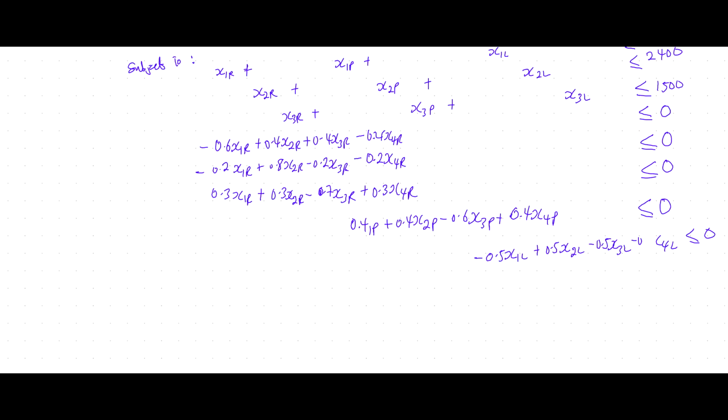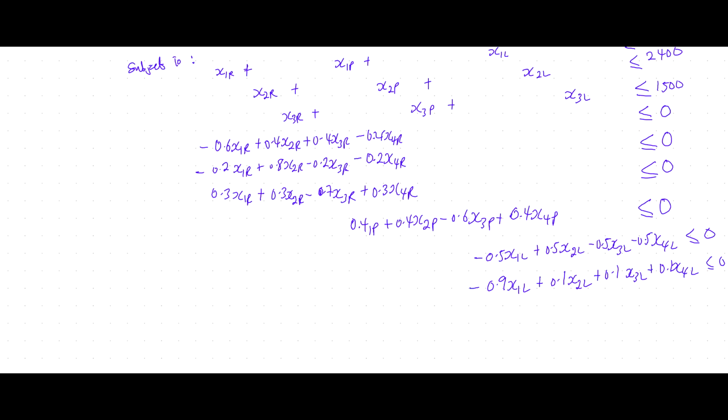Just trying to get it right. All right, the second one is 0.9 x1L minus 0.1 x2L, minus 0.1 x3L, and minus 0.1 x4L less than or equal to 0. So I'm converting that.